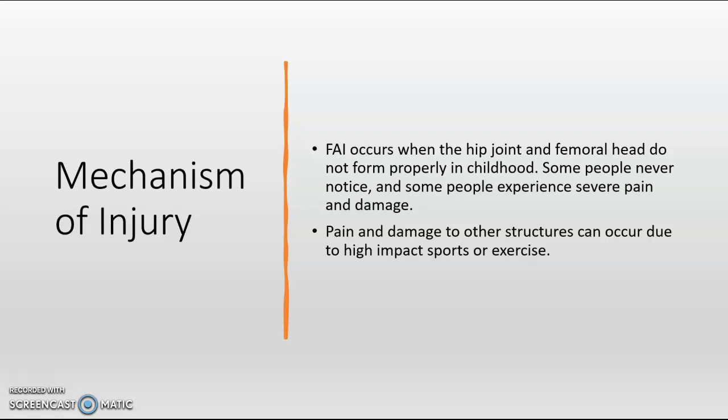The injury normally occurs when the hip joint and femoral head do not form properly in childhood. Some people will never even notice this issue, and some people will experience severe pain and damage. Pain and damage to other structures can occur during high-impact sports or exercise. It can also occur during childbirth if the woman has narrower hips that can't handle the child's head and shoulders.